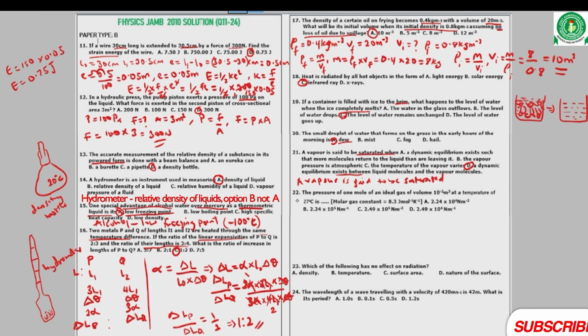Now question number 22. The pressure of 1 mole of an ideal gas of volume 10 raised to the power minus 2 meter cube at a temperature of 27 degrees Celsius is dash. We have to calculate the pressure of 1 mole. That is n equal to 1 mole. Then the temperature is 27 degrees Celsius.